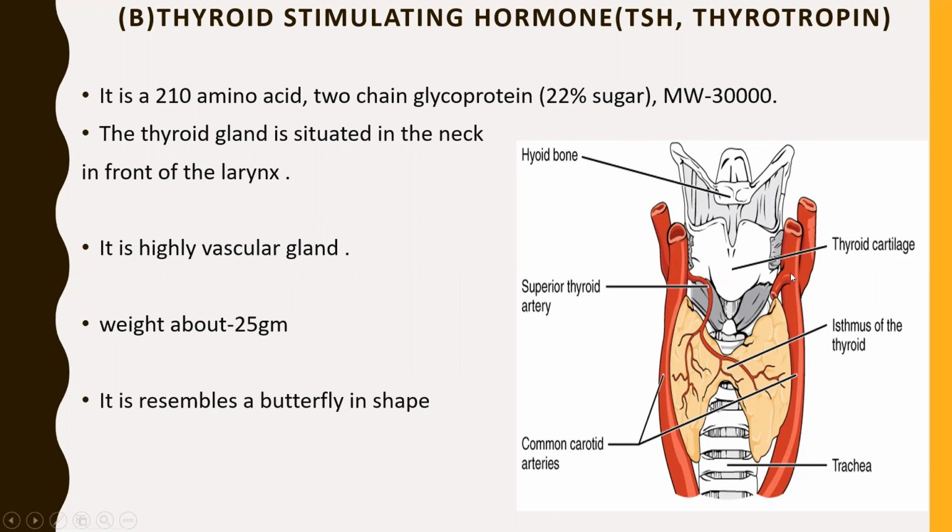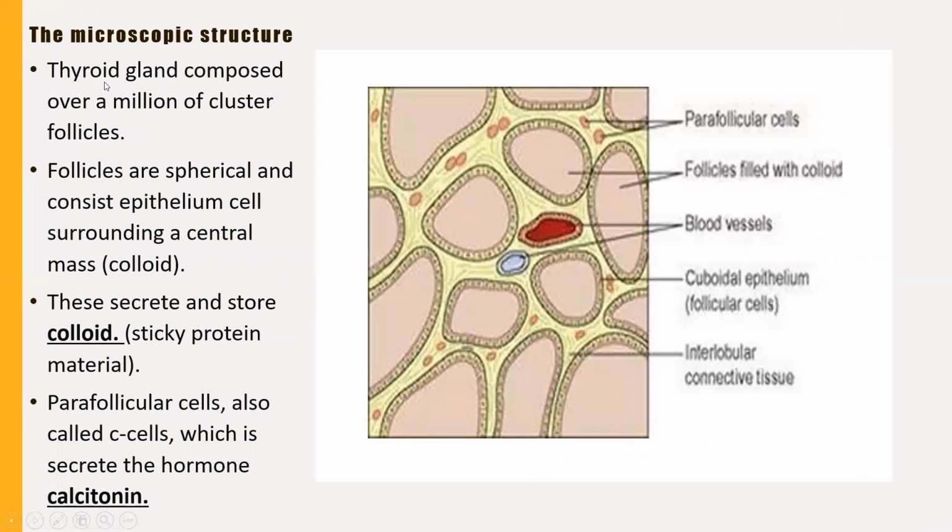This is the structure of the thyroid gland. The thyroid gland is present here in front of neck. Then the microscopic structure of the thyroid gland. The thyroid gland is composed of over a million clusters of follicles. These follicles are spherical in shape and consist of epithelium cells surrounding a central mass, also called colloid. This secretes and stores colloid, also called sticky protein material.